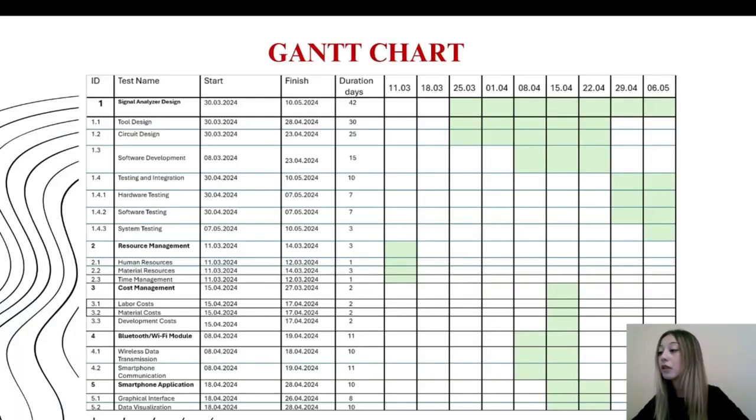Then we made our project plan and created our Gantt chart. Gantt charts show the tasks of a project, the duration of these tasks, and when each task starts and ends. Here you see our Gantt chart.